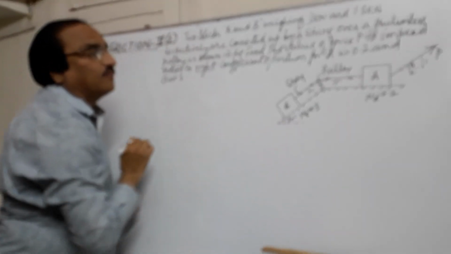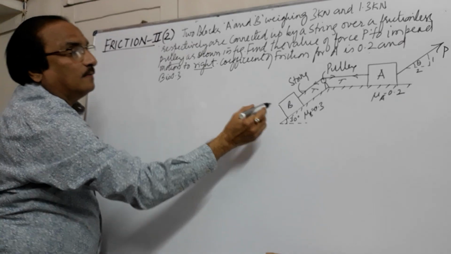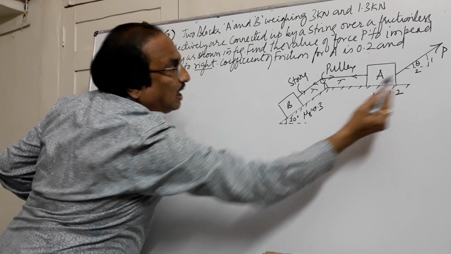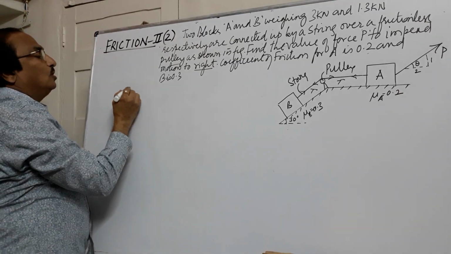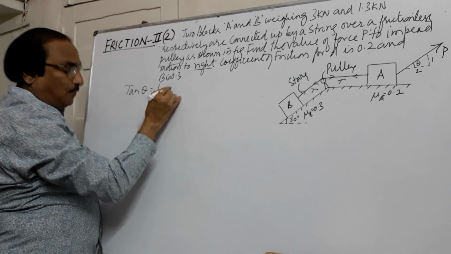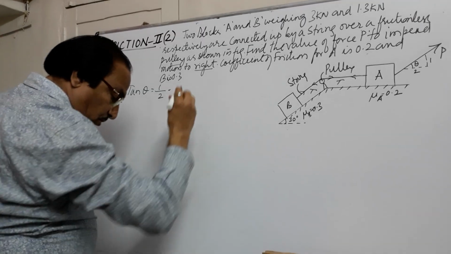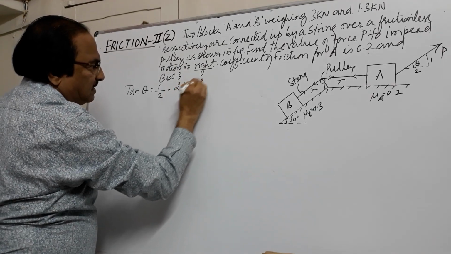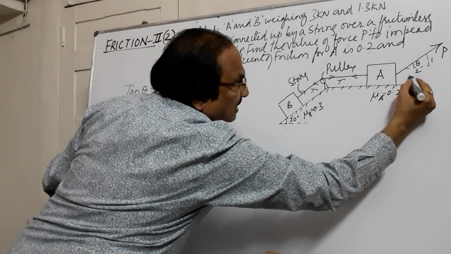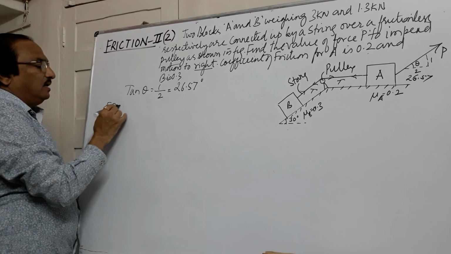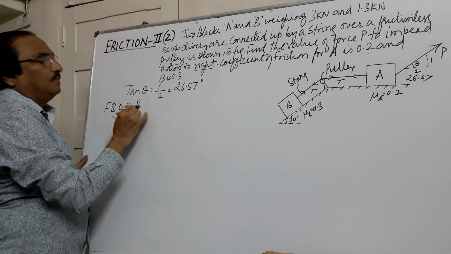So let us consider the free body diagram of this block. Let us find out this angle theta. Opposite is given to you, adjacent is given, slope is given to you. So we can use the relation tan theta is equal to 1 by 2, opposite by adjacent. So you get this value equal to 26.57 degrees. Now we will come to the free body diagram, FBD of B.